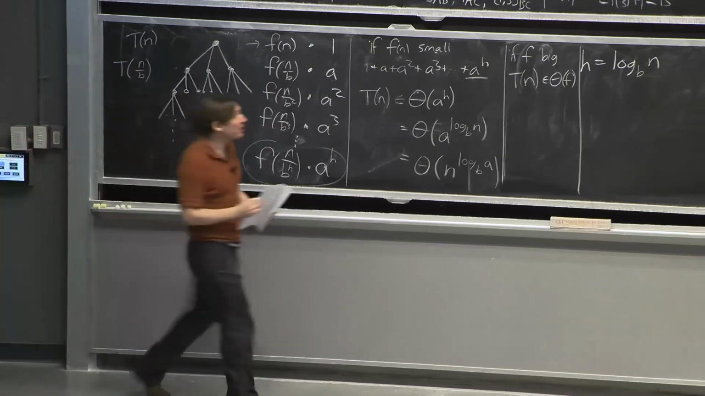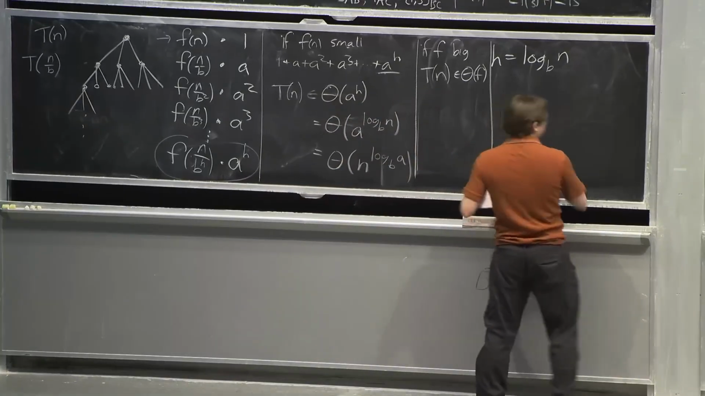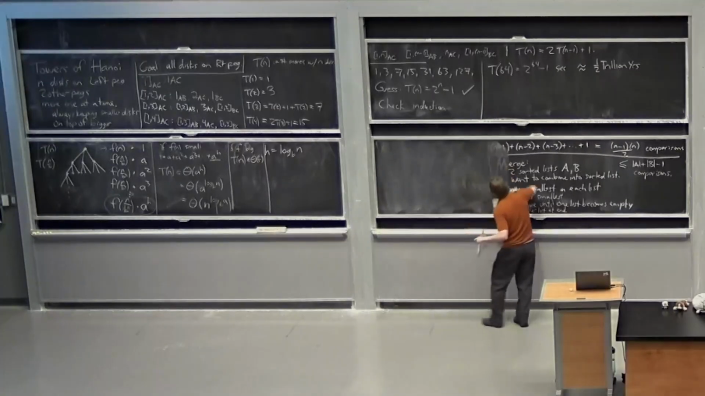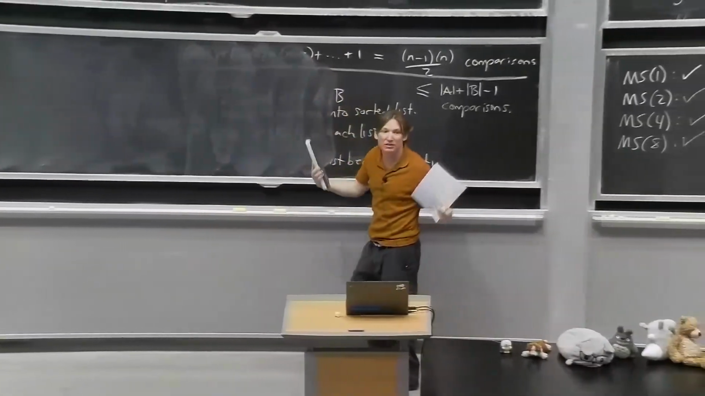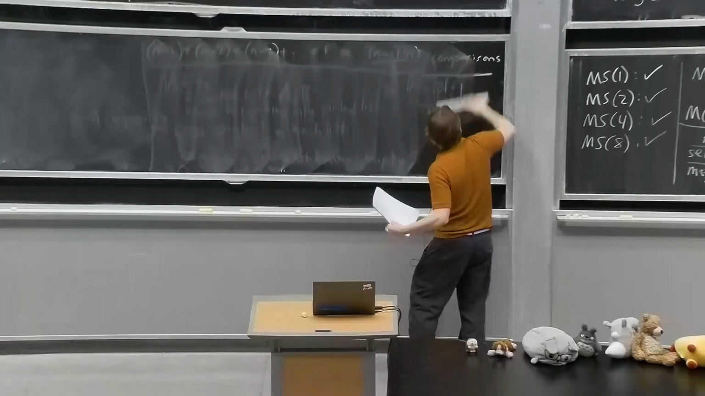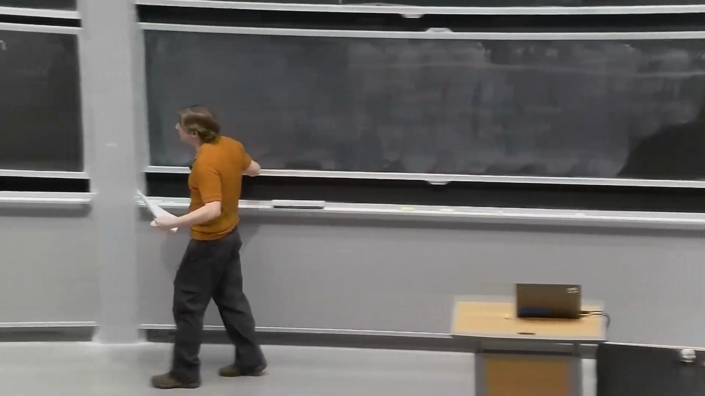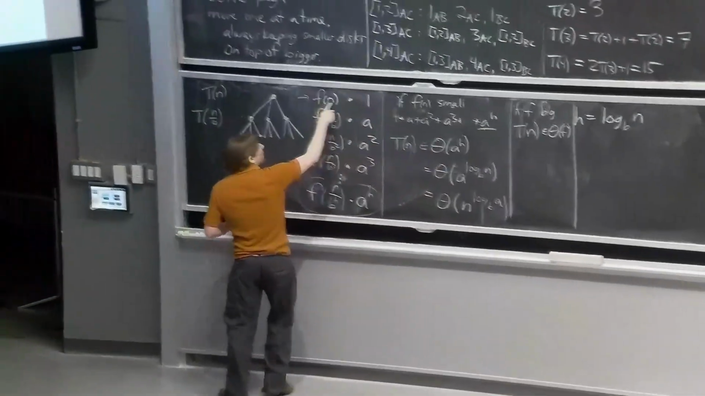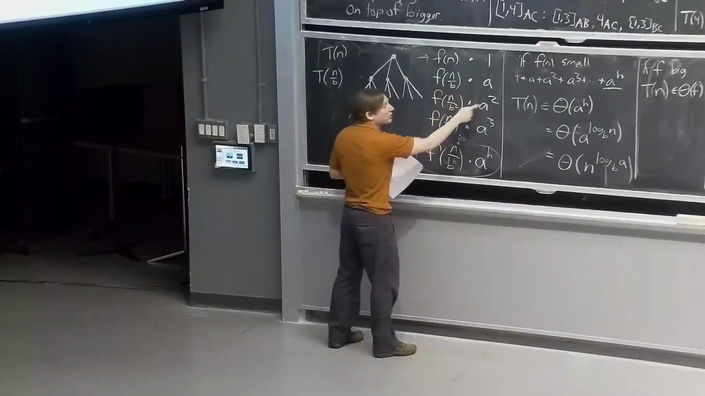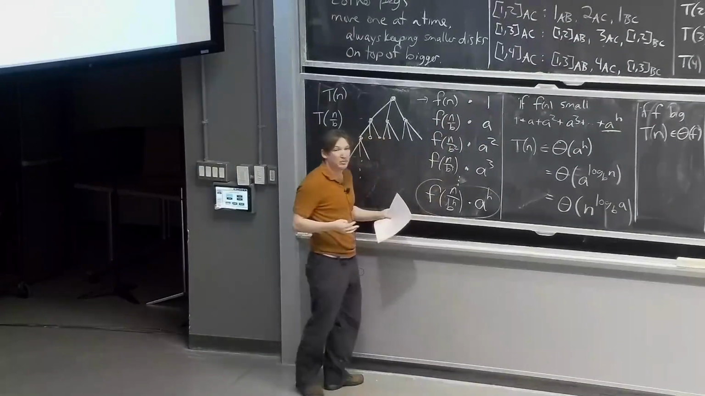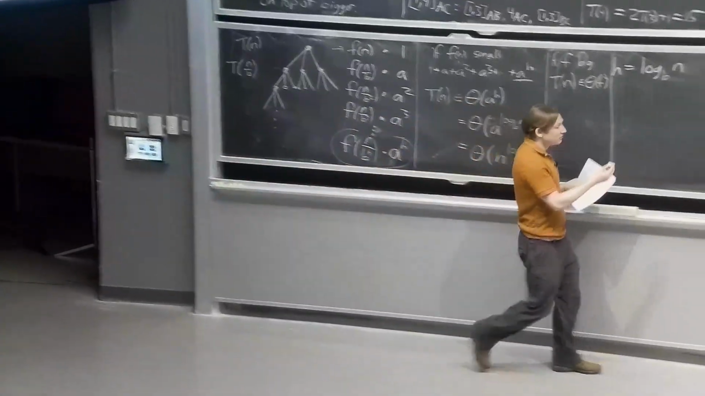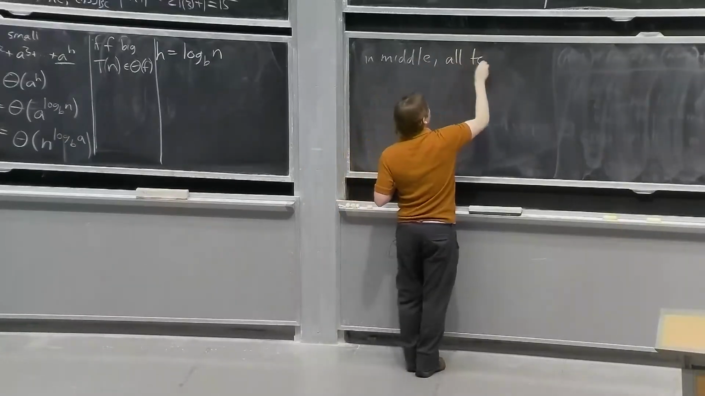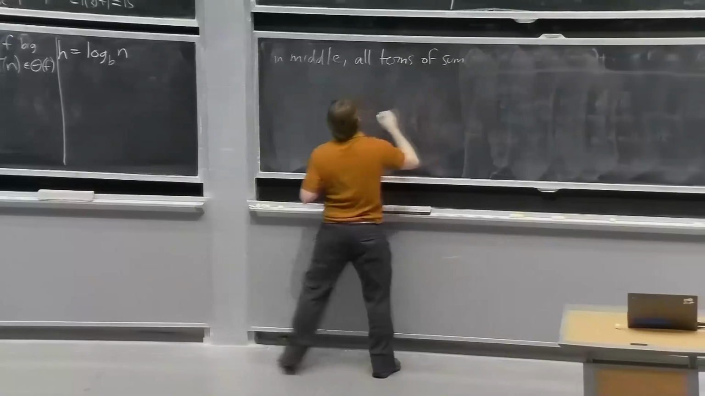Now there's a case 3. I want to keep that tree, so let's come over here. Sorry, there's a case 2, the middle case of the master theorem, that says, what if these two effects balance each other out? In this case, it's basically asking, what if all of these terms, so f(n) times 1, f(n over b) times a, f(n over b squared) times a squared, all of these terms in the sum, are basically equal to each other? So in the middle, all terms of the sum are basically equal.